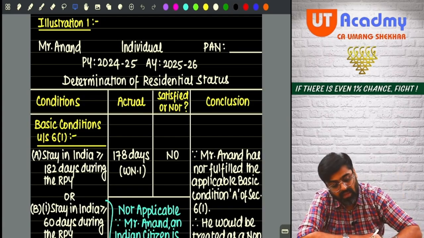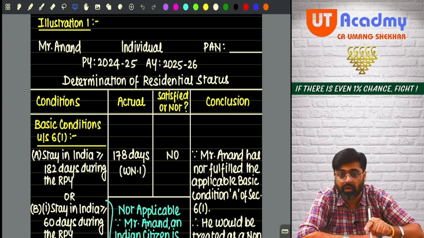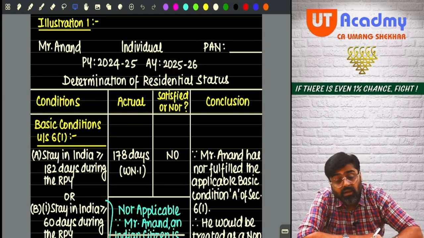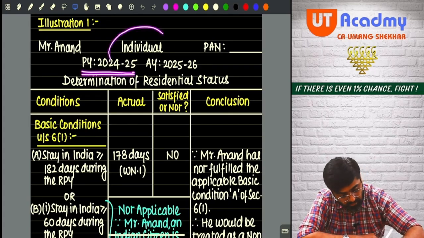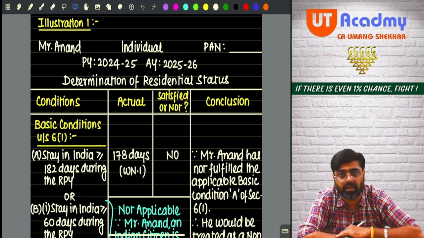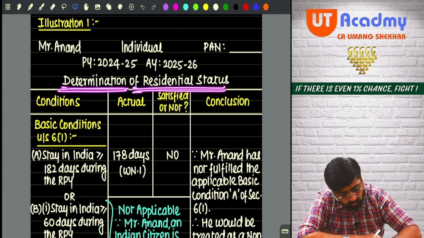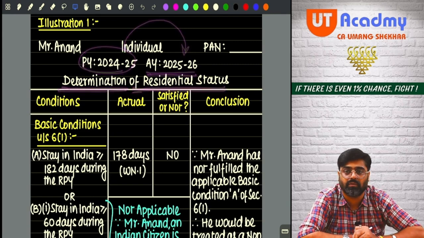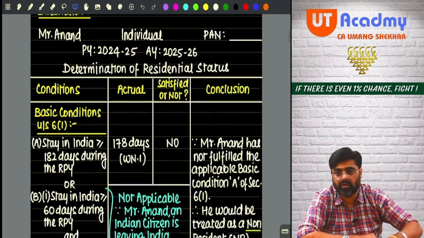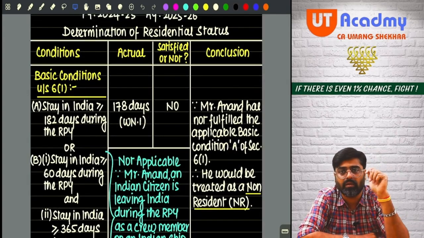Okay. Now tell me, previous year 24-25, assessment year 25-26. What does this mean? That the residential status for previous year 24-25, which will be applicable for assessment year 25-26, we are determining, and that is given in this table. So the first column you will make for conditions. What are the conditions? Do you remember?